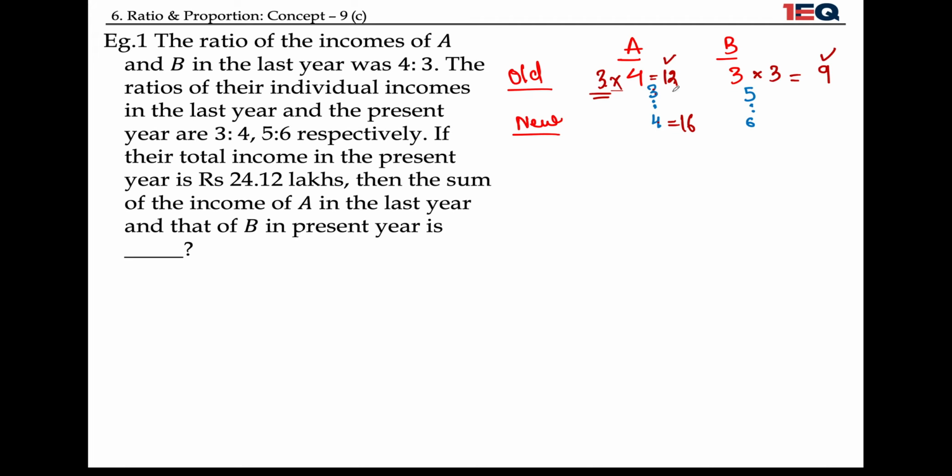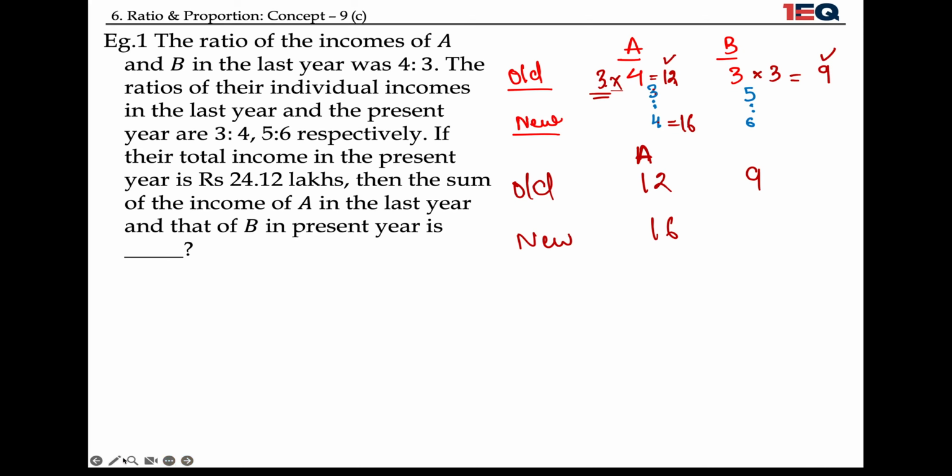So here I'm satisfying three ratios. The first ratio is 12 is to 9, which is again equal to 4 is to 3. I'll write it again over here. I am writing 12 is to 9, this is equal to 4 is to 3. And I'm also satisfying the new ratio, but only that of A, which is 16. Now I think everything is very clear to you.